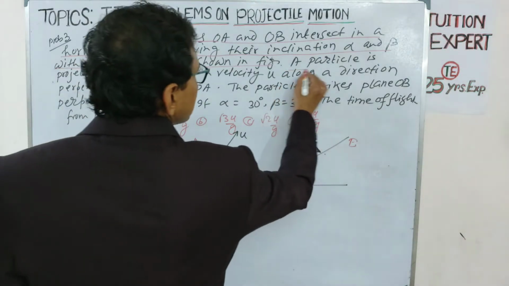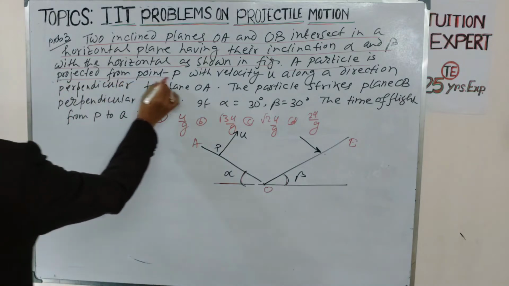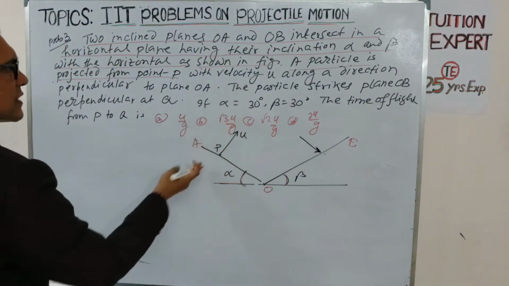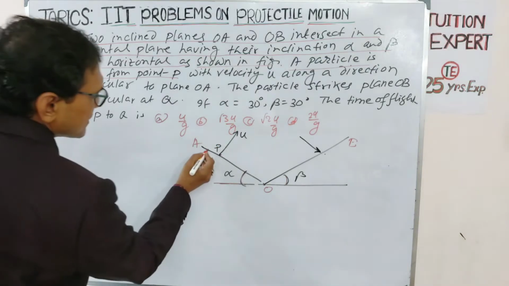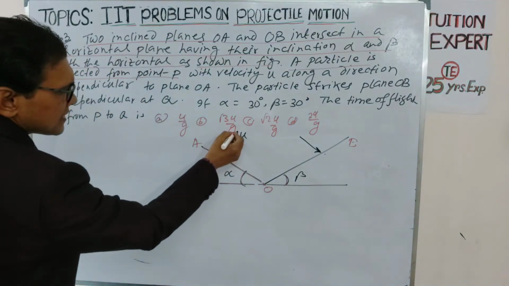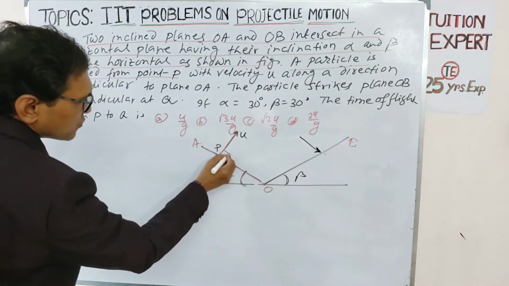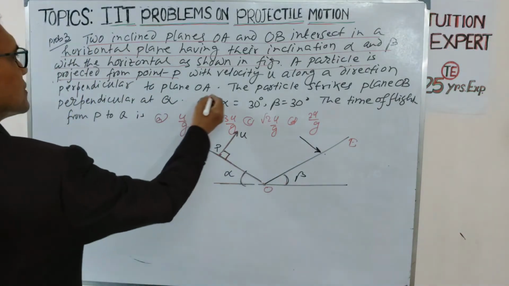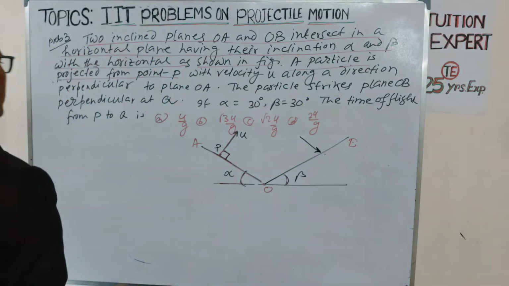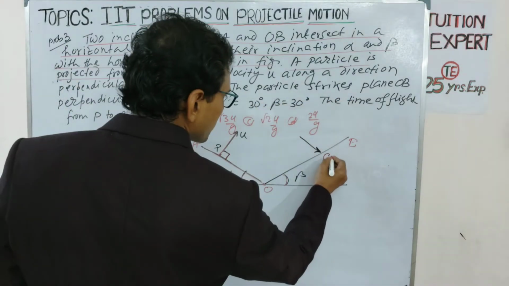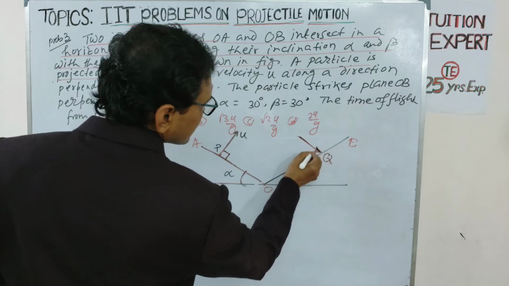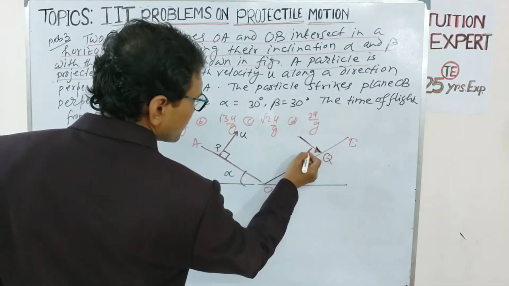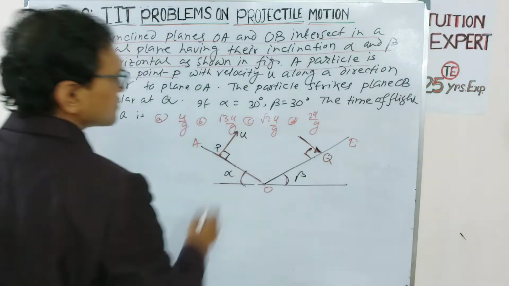Now a particle is projected from point P along a direction perpendicular to plane OA. That is, OA is a plane and the particle is projected from this plane perpendicularly. The particle strikes plane OB perpendicularly at Q. Suppose this is point Q. So here the particle strikes OB again perpendicularly. This also perpendicular.